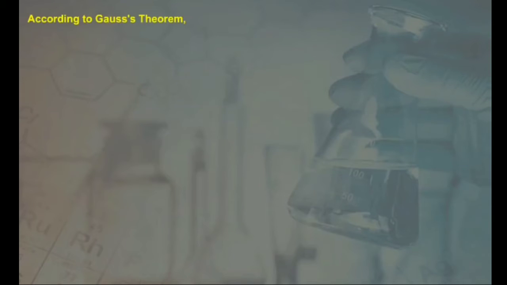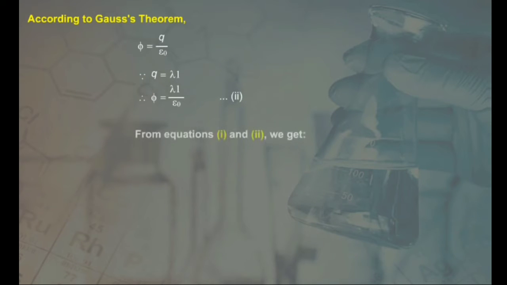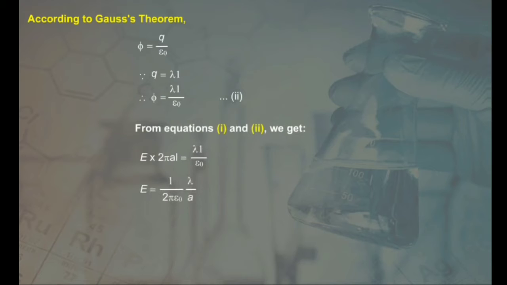According to Gauss theorem, phi is equal to Q by epsilon naught. Then Q is equal to lambda L, charge per unit length, so phi is equal to lambda L by epsilon naught. That is equation 2. From equations 1 and 2, we get E into 2 pi rL equals lambda L by epsilon naught, so E is equal to 1 by 2 pi epsilon naught into lambda by r. This is the final expression for the electric field.